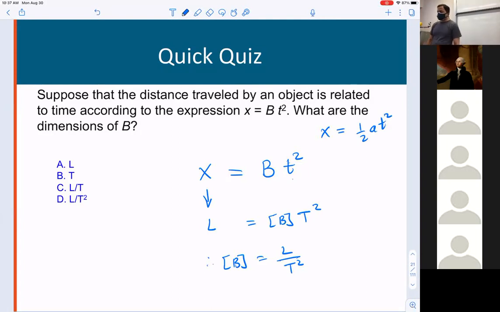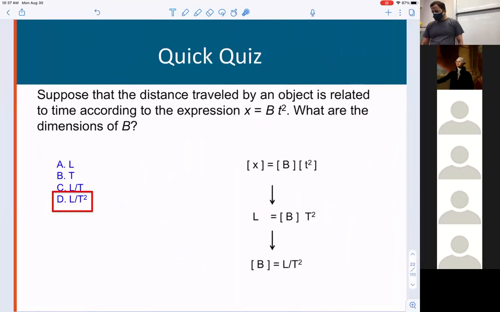Highly non-trivial, but by dimensional analysis, you could think about, oh, what must this B mean? What does this quantity B mean? It seems to have dimensions of acceleration. Okay.